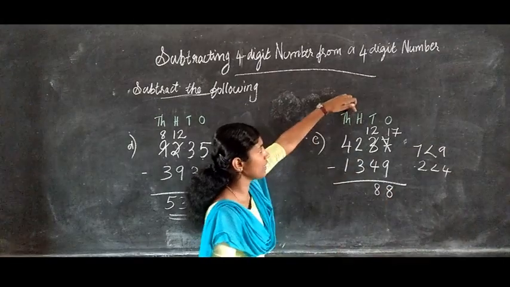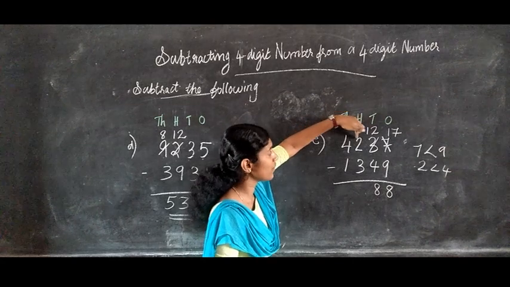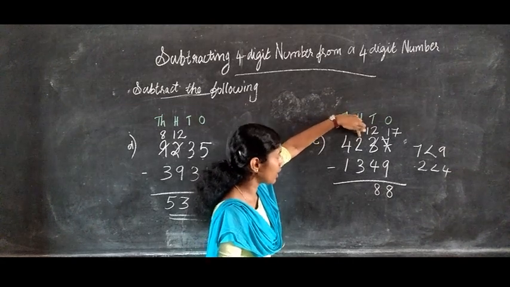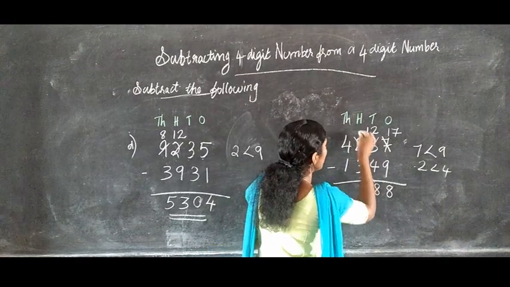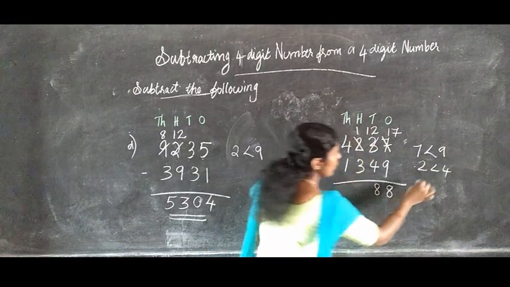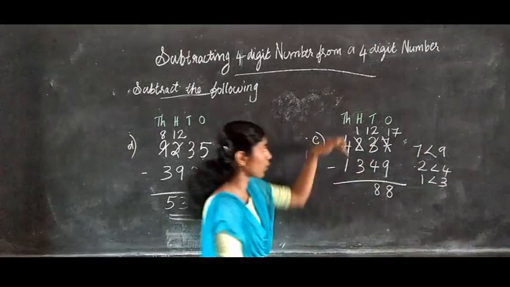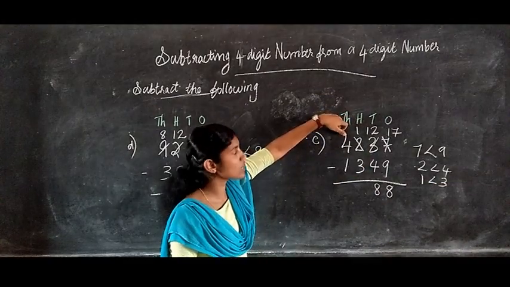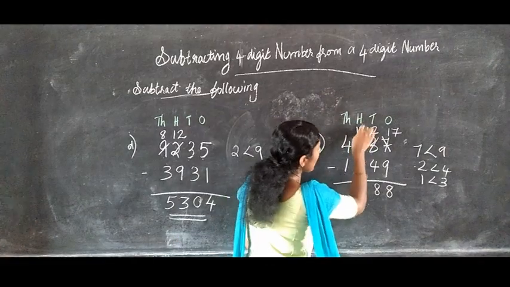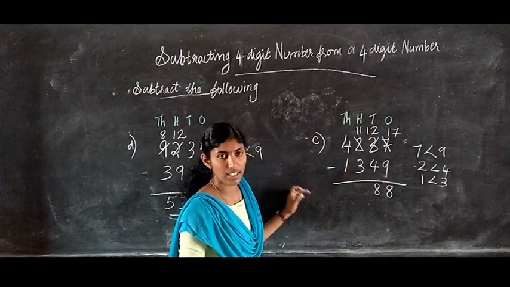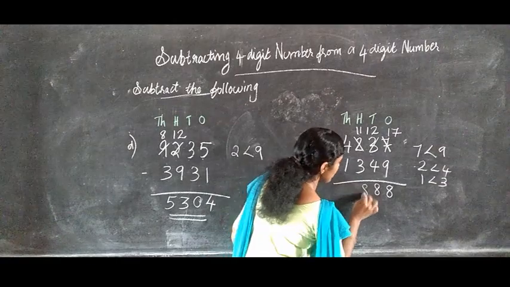Then we have to subtract these hundreds. That means here 100 is borrowed by this tens column, so here we have only 1. And we know that 1 is less than 3, so we have to borrow 1000 from the thousands column, and we have to regroup this hundreds column as 11. Then 11 minus 3, we have 8.